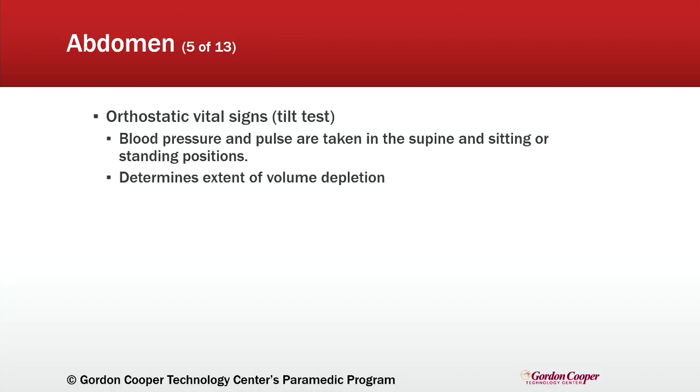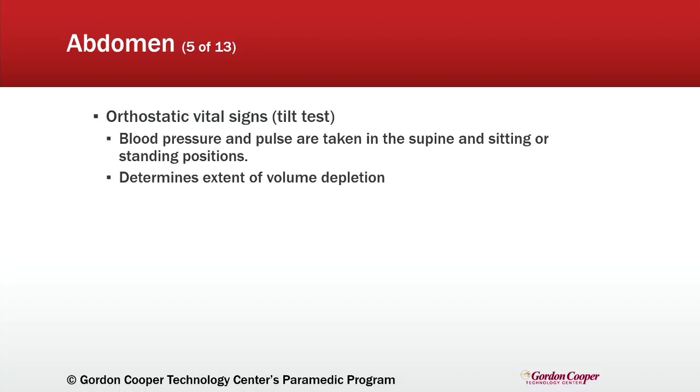The patient's blood pressure and pulse are taken in the supine position and then the sitting or standing positions, and that way it'll help you determine whether or not they're having a positive tilt test, if they have a positive orthostatic test.